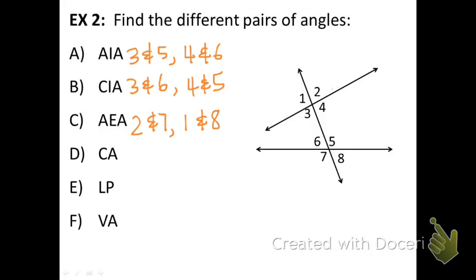Okay, CA, those are your corresponding angles. Those are angles that occupy the same position on the same side. So like 2 and 5. We can say 4 and 8. There's 2 more pairs. We can say 1 and 6. And the last pair would be 3 and 7.